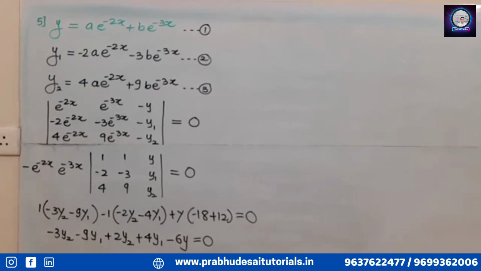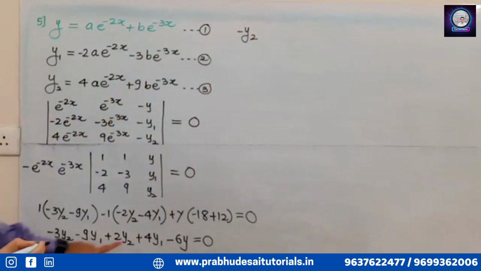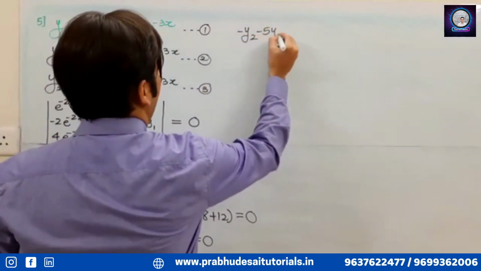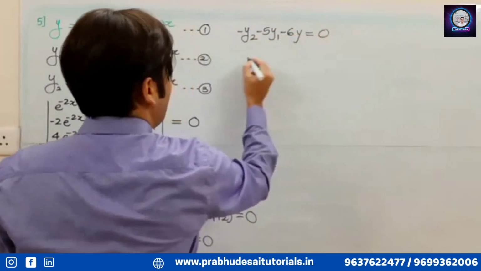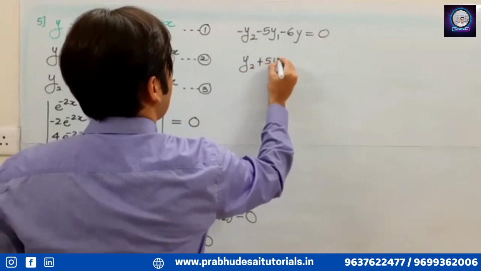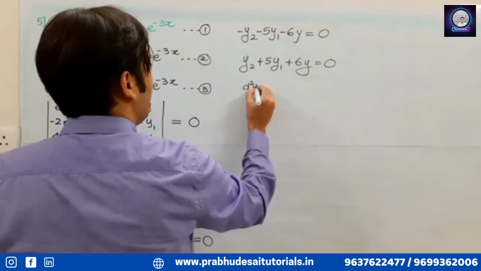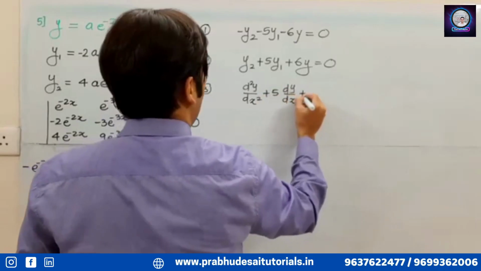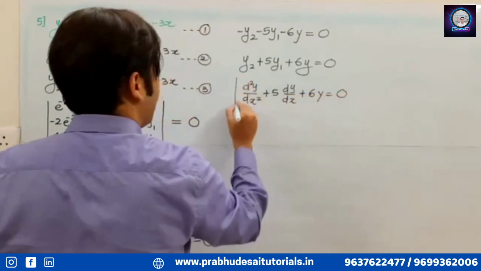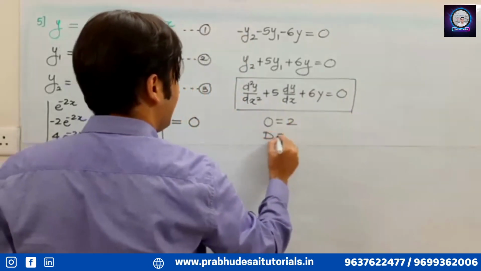Yes, now I will just simplify this. What we have? 2y2 minus 3y2 is minus y2, correct? Minus 9y1 plus 4y1 is minus 5y1 and minus 6y, and I can just cancel the minus sign throughout, so it's y2 plus 5y1 plus 6y is equal to 0. I can write like this also: y2 means double derivative, plus 5 into single derivative, plus 6y is equal to 0, and this is the required differential equation with order 2 and degree 1.